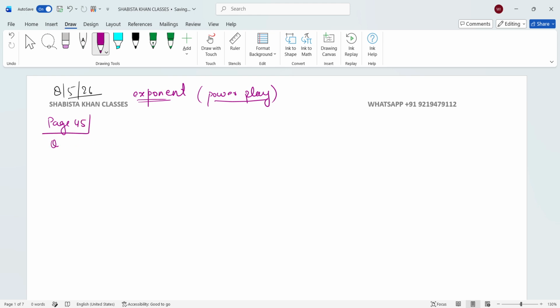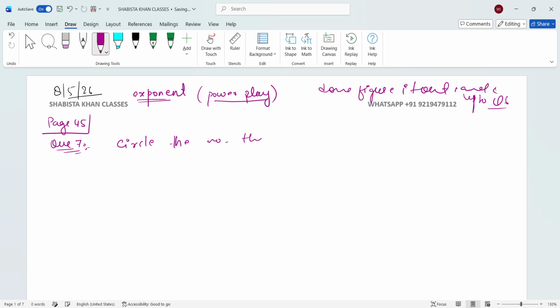A question is starting from 7. We have already done the figure it out, first and second, to question number 6. So question number 7, circle the numbers that are the same. So we have the numbers, the number A, circle the numbers that are same.